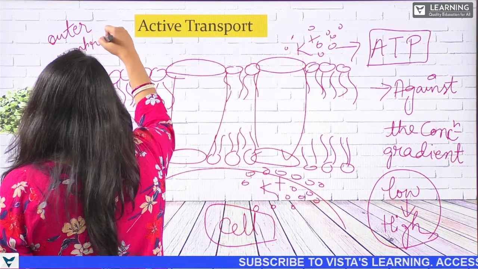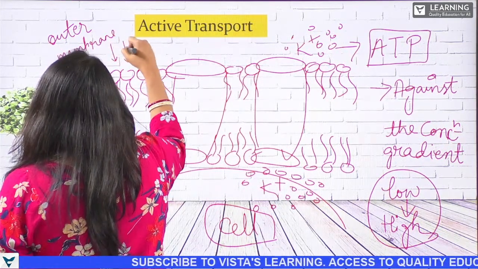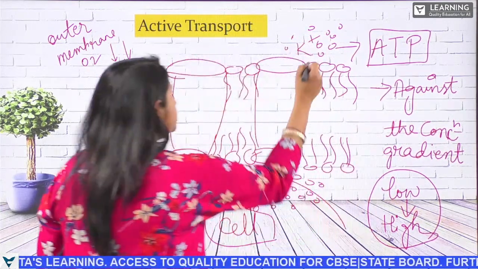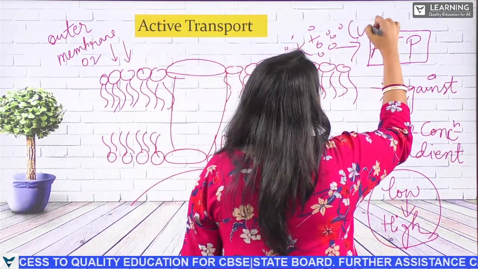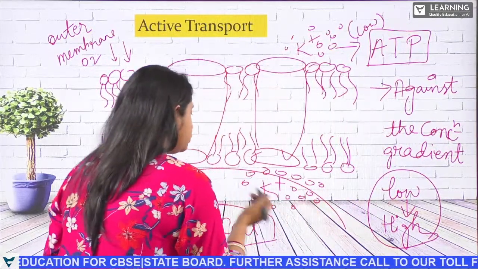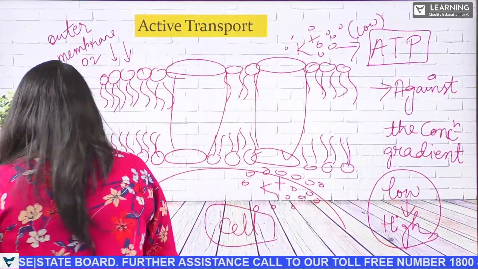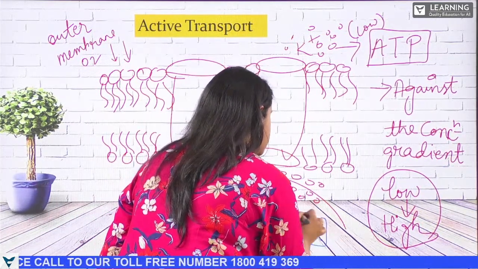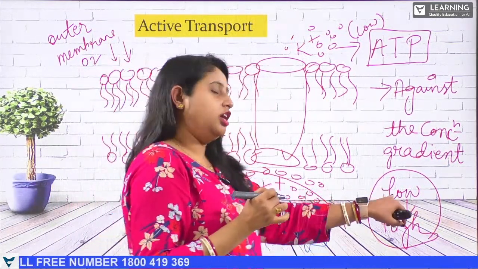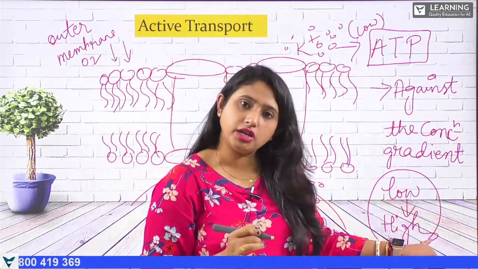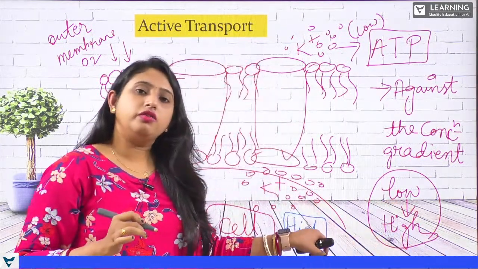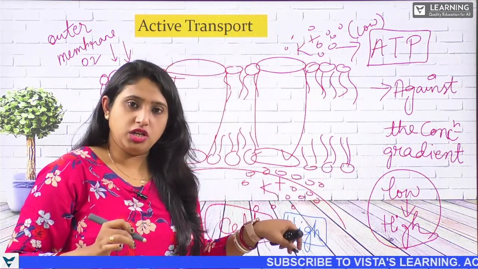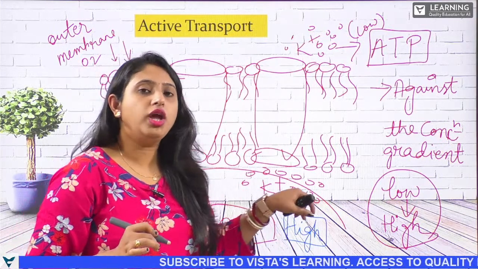This is where the molecules will be coming and crossing the plasma membrane. So see here what happens. It is present in lower concentration here, whereas it is present in higher concentration there, right? As I said, the molecules can move from lower concentration to higher concentration, so this requires the expenditure of ATP. So what is ATP being used for here? ATP is being reduced to ADP.